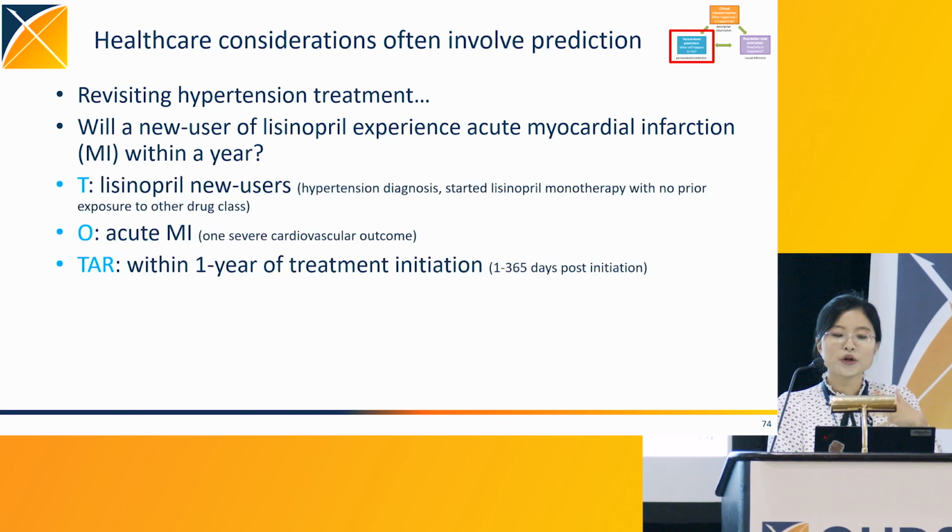So let's put it into the OHDSI typical template of specifying which is which. We need to be clear about what the target cohort is. The target cohort will be lisinopril new users within 1 year of treatment initiation. The outcome of interest is acute MI. And the time at risk window is more specifically 1 to 365 days post-treatment initiation on this drug.